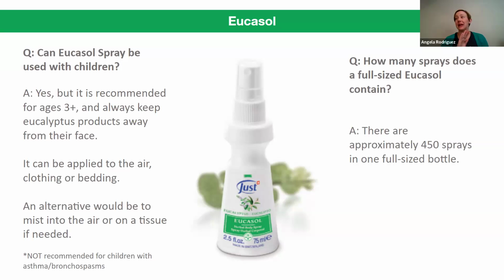With Eucosol, I always ask if the child has a history of asthma or bronchospasms, because then they will want to stay away from eucalyptus products for the most part, since it can be a trigger for some people with asthma or bronchospasms. And how many sprays does a full-size Eucosol contain? There are approximately 450 sprays in one full-size bottle. It's going to last them a long time, which is great for building the value of this set.